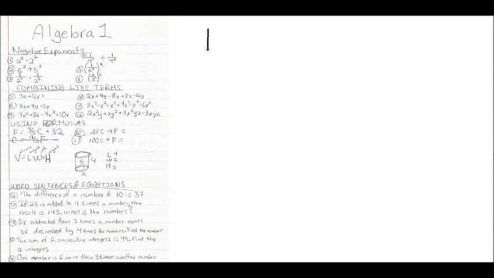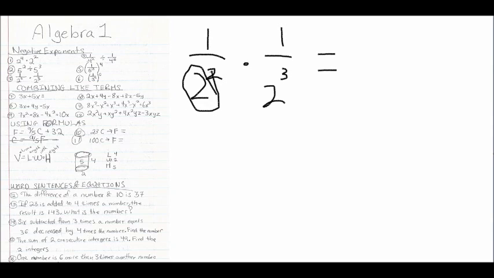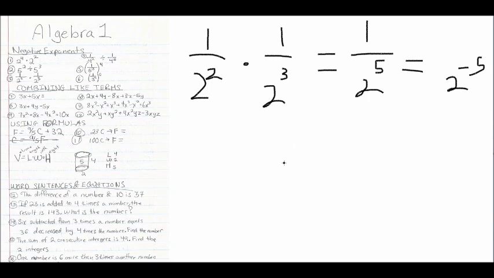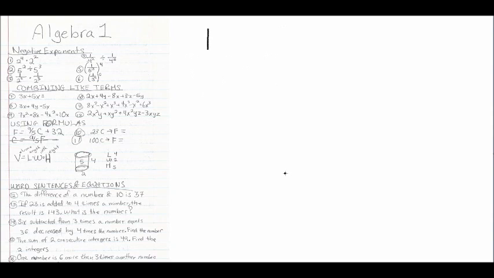Next. Question number 3 is, once again, 1 over 2 to the 2nd power times 1 over 2 to the 3rd power. Well, same rules apply. The 2's are the same, so that's perfect. All we have to do is add the exponents. 2 plus 3 is 5, so it's 1 over 2 to the 5th power, or if I were to ask you to write as a negative exponent, it would be 2 to the negative 5th. That's easy.